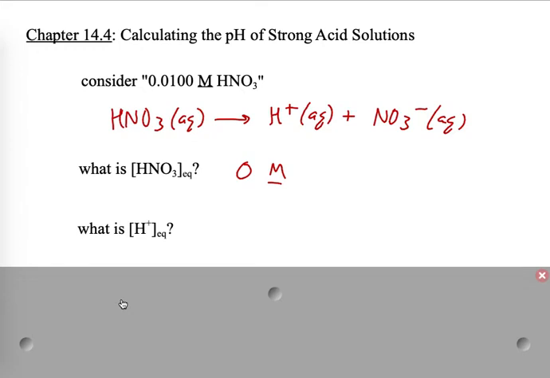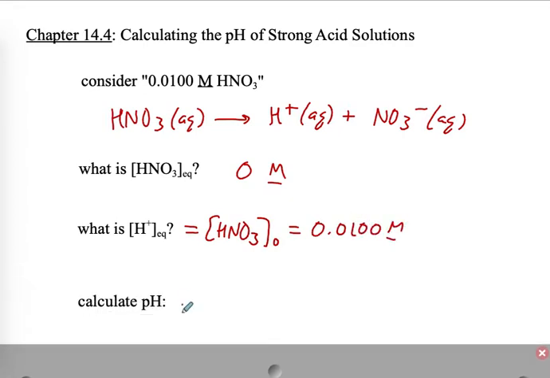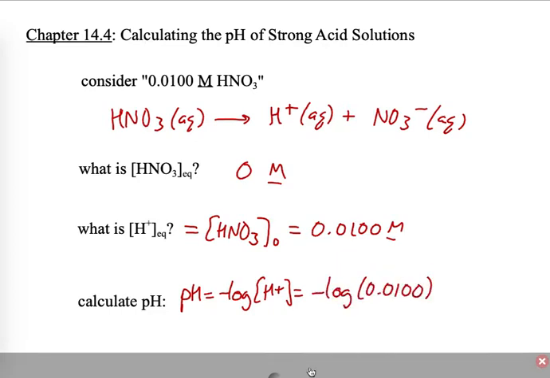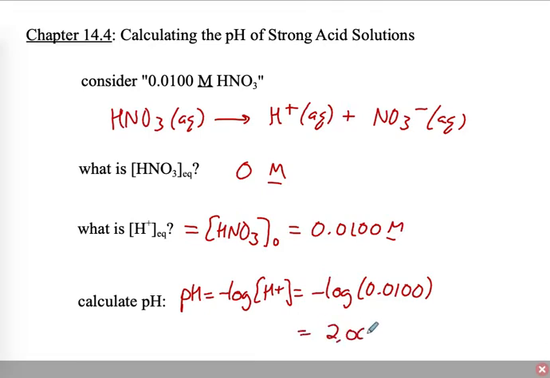So what is the concentration of hydrogen ion at equilibrium? Well, that's simply equal to the initial concentration of nitric acid, which we said was 0.0100 moles per liter. So to calculate the pH, I simply take pH equals negative base 10 logarithm of the hydrogen ion concentration, or the negative base 10 logarithm of 0.0100, which is equal to 2.00 as my pH.